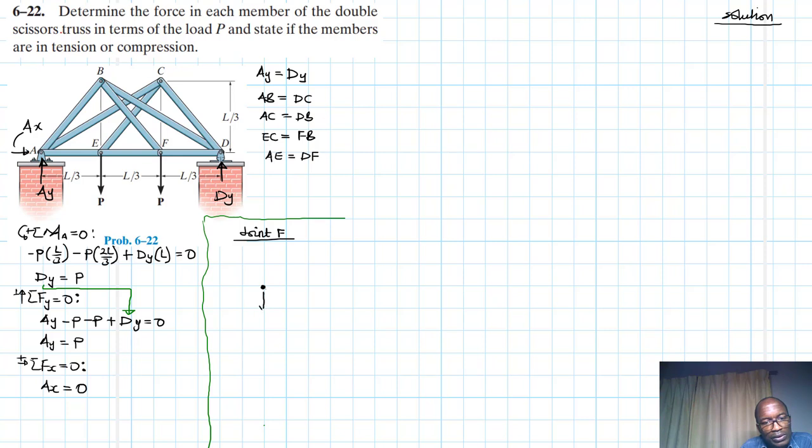We have P down like so. This is joint F. Then let's say this one is in tension. This is the one we call DF or FD. Then this other one, let's assume it also to be in tension. Let's call it EF or FE. And then this other one there, like so. Let's call this one, we called it what? This one we called it FB, right?